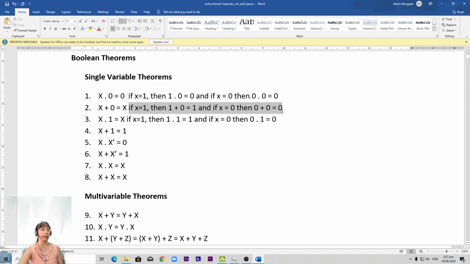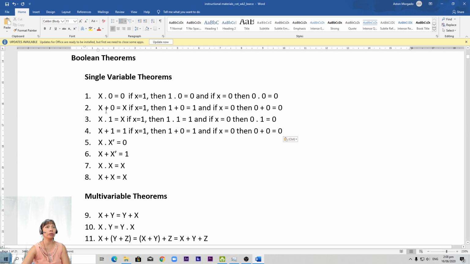Okay, so how about x plus 1 is equal to 1? For x plus 1, if x is equal to 1, then 1 plus 1 is equal to 1. And if x is 0, then 0 plus 1 is 1. Then therefore x plus 1 is equal to 1 is true.